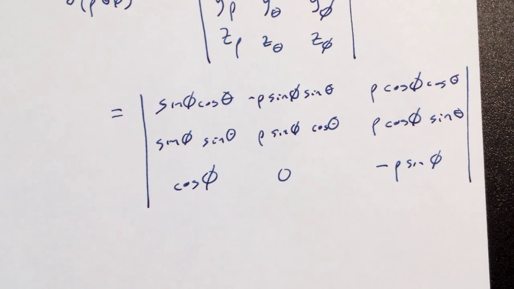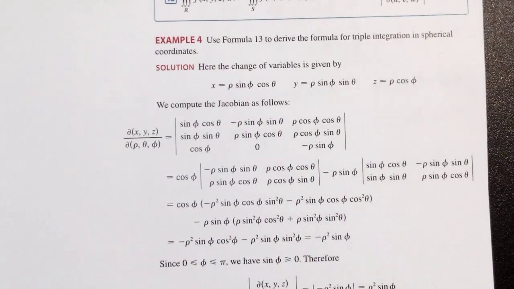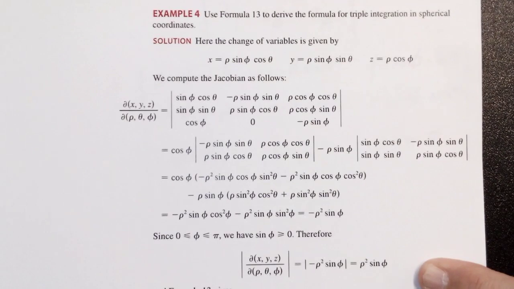Fortunately for you, it's on page 1059. Please take a look at where I end up. I promised you I didn't pull it out of thin air on Friday. There it is. Rho squared sine phi d rho d theta d phi.